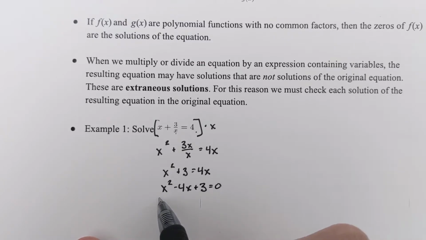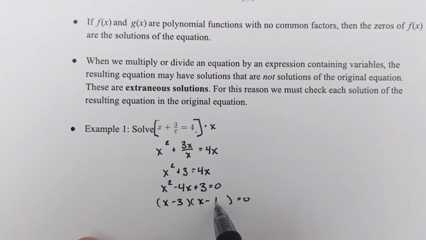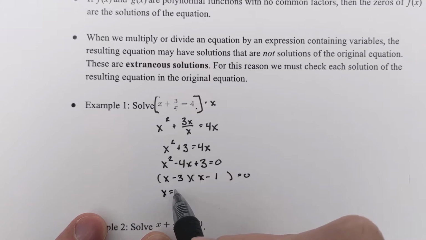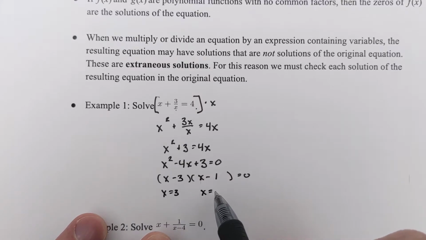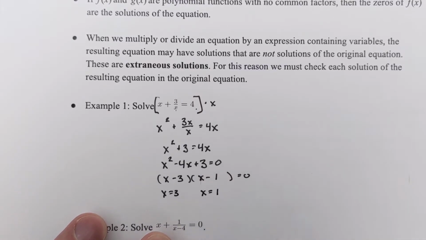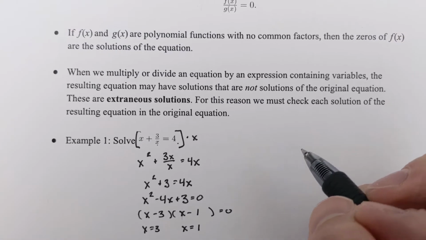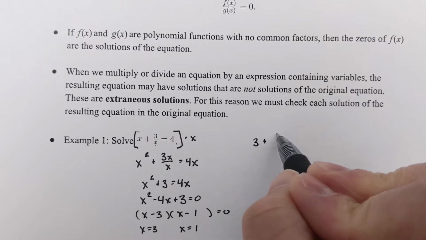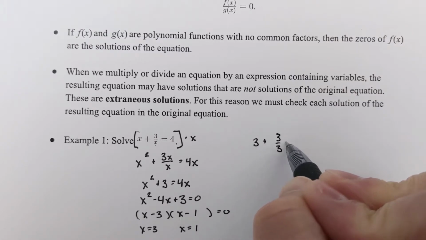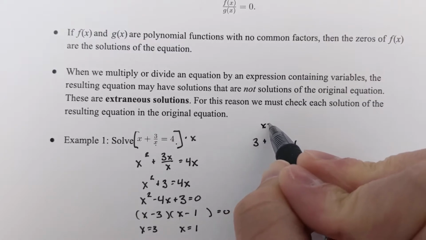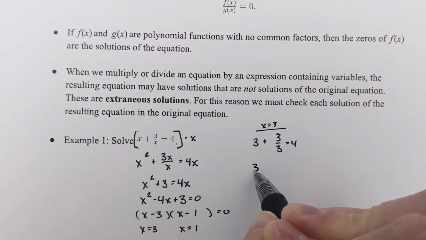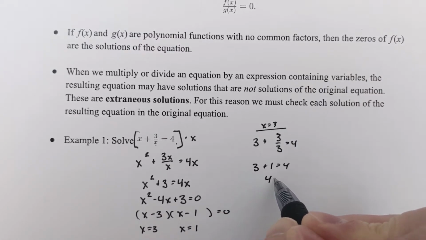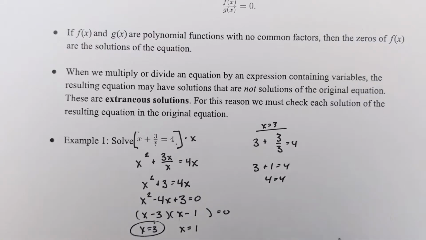So let's see, this is factorable. So we have x minus 3, x minus 1. So the solutions are x equals 3 and x equals 1. But I have to check and make sure that those work. If x is 3, my equation becomes 3 plus 3 over 3 equals 4, which is 3 plus 1 equals 4, 4 equals 4. So that solution is good.